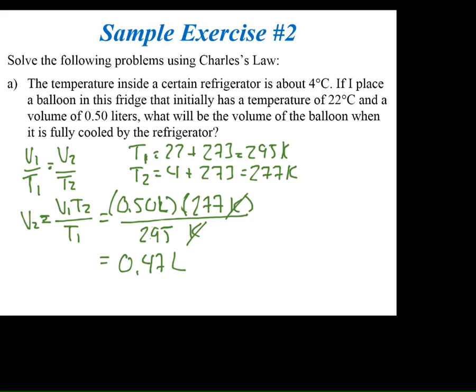That makes more sense. Temperature went down, so the volume should go down because they're not moving as quickly, so they're not hitting the walls as often, so they're not pushing the walls out as often. Okay.